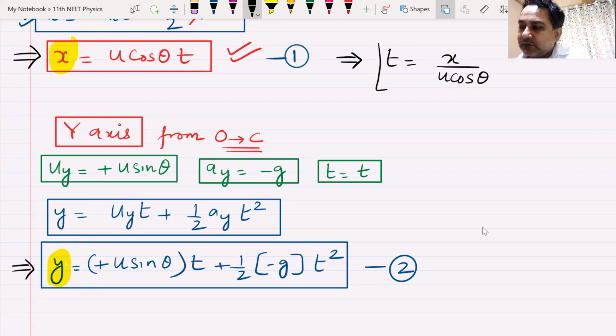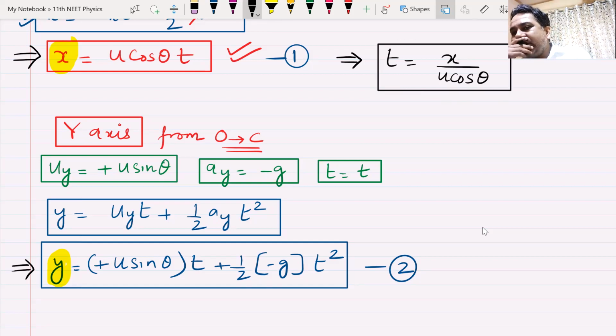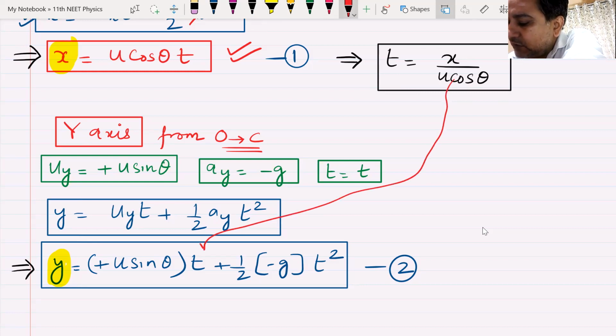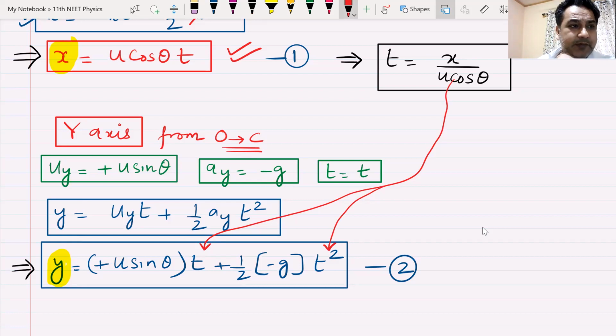Am I clear? What I have done here is I have found out the value of T from equation number 1, and I am going to put this in equation number 2, for T squared as well. Am I clear? I got the value of T from equation number 1, and I'm going to put this in equation number 2. Can I have some raised hand that we understand this, sir? Very simple.